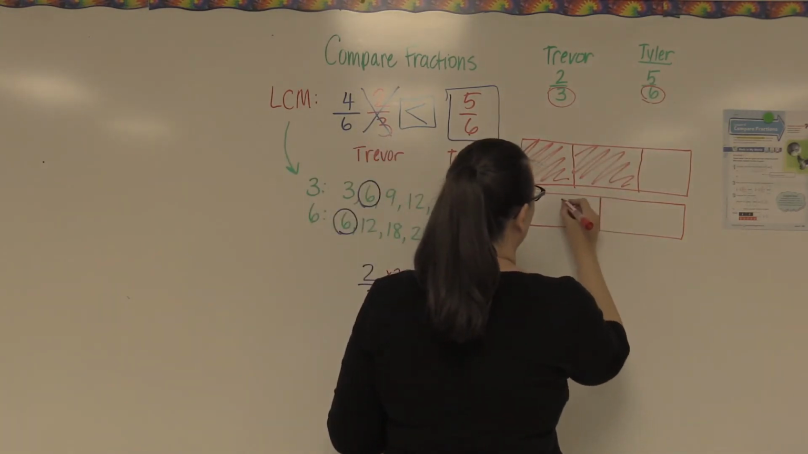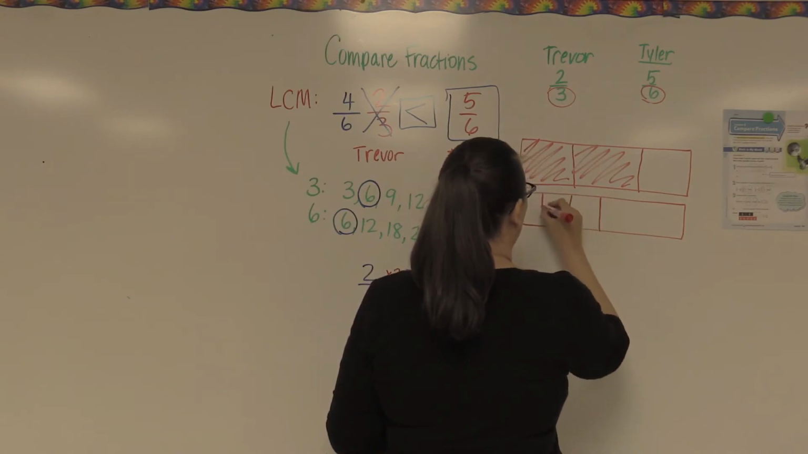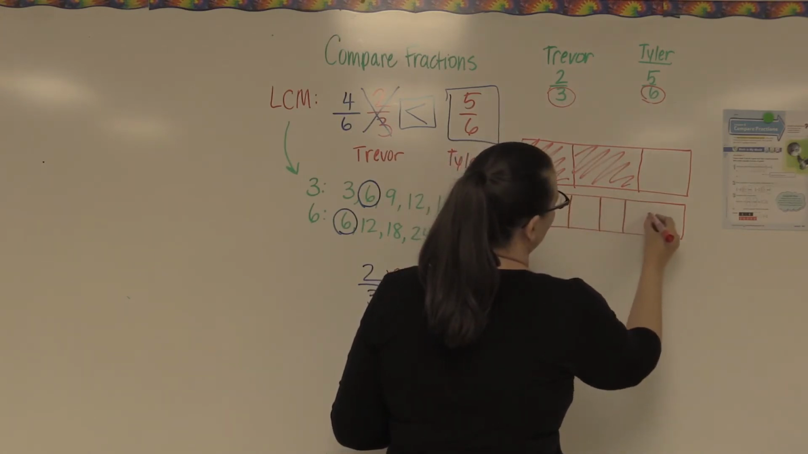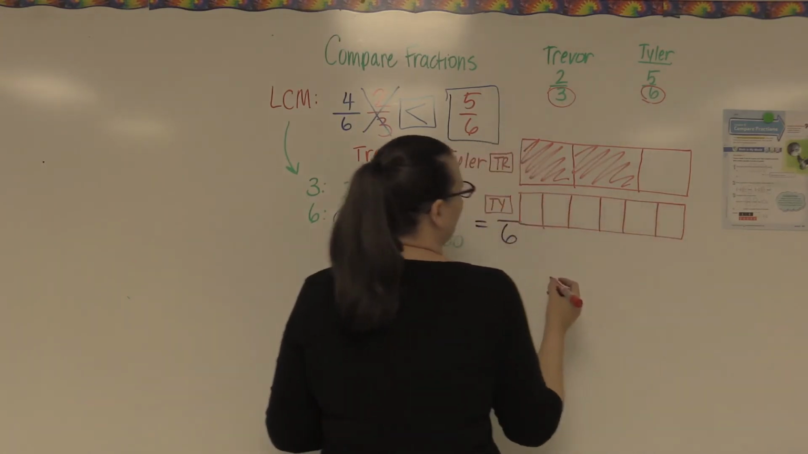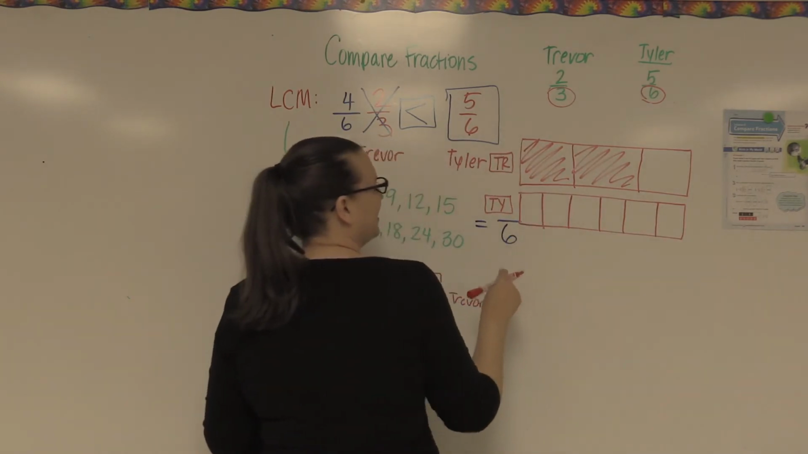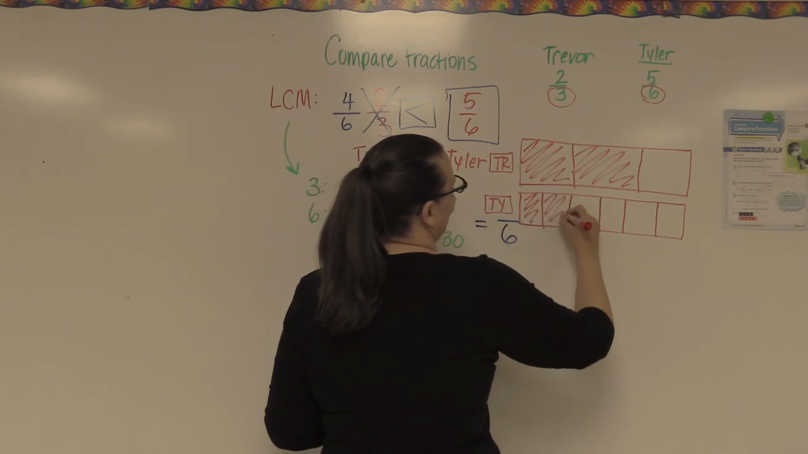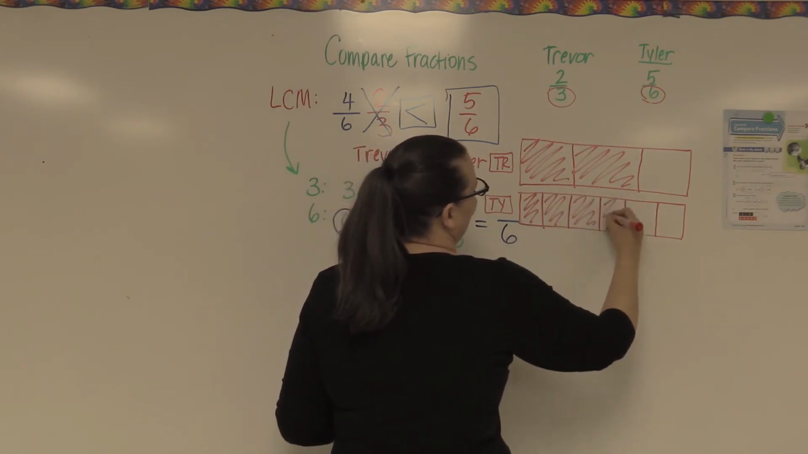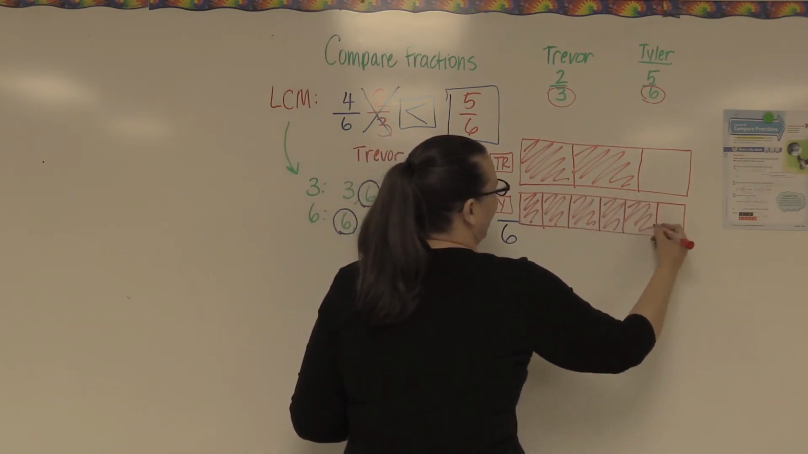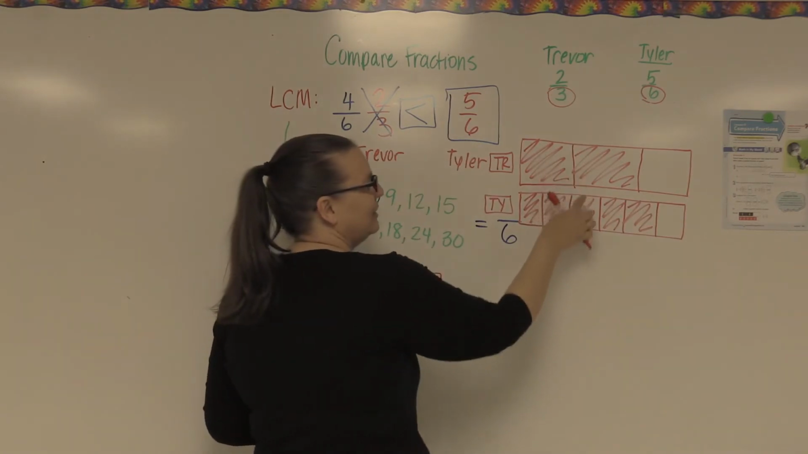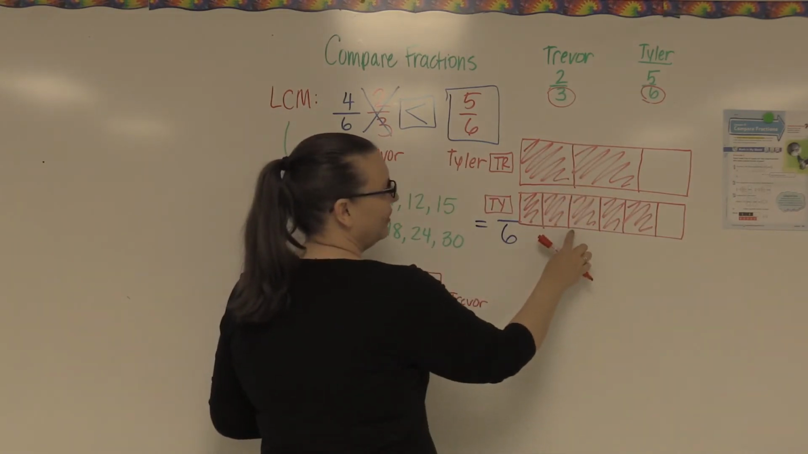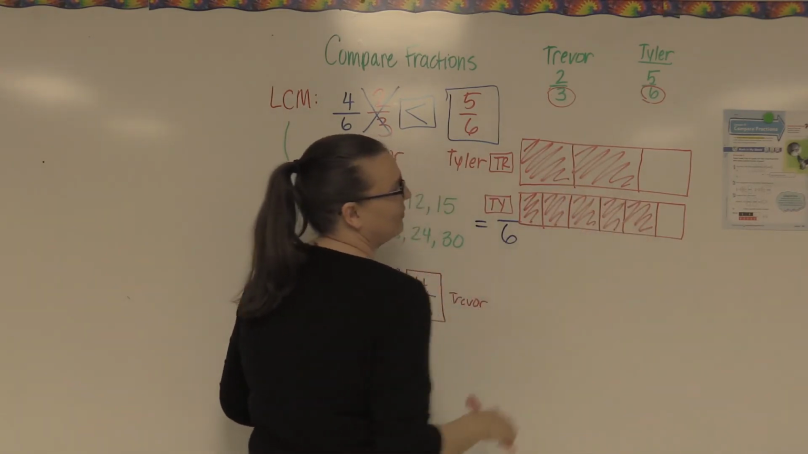So let's see. Try to do this as accurately as you can, so we can represent it the right way. So Tyler has 5/6. So I'm going to color in 5 of the boxes, shade them in anyway. And you can see by comparing these two fraction bars that Tyler did make more goals than Trevor did.